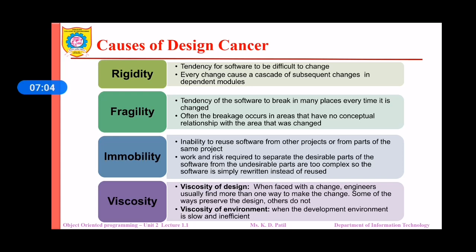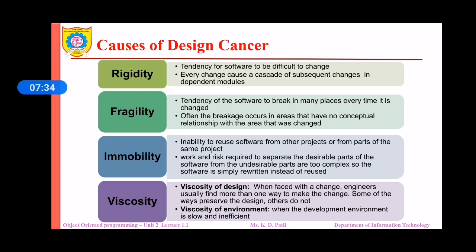So when the changes have occurred, the engineer usually finds more than one way to make the changes in the software design. But out of that number of ways, one way may preserve our previous design and the other way may not preserve our previous design. Initially we may not know which way will preserve the design and which way will not. So that is viscosity of the design.